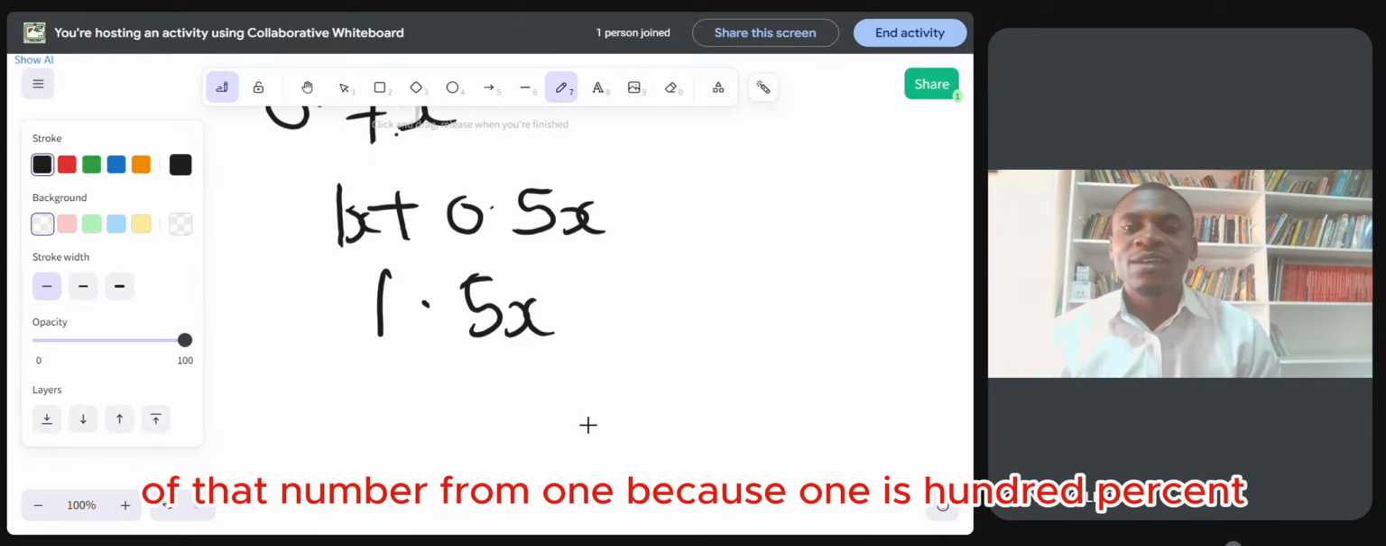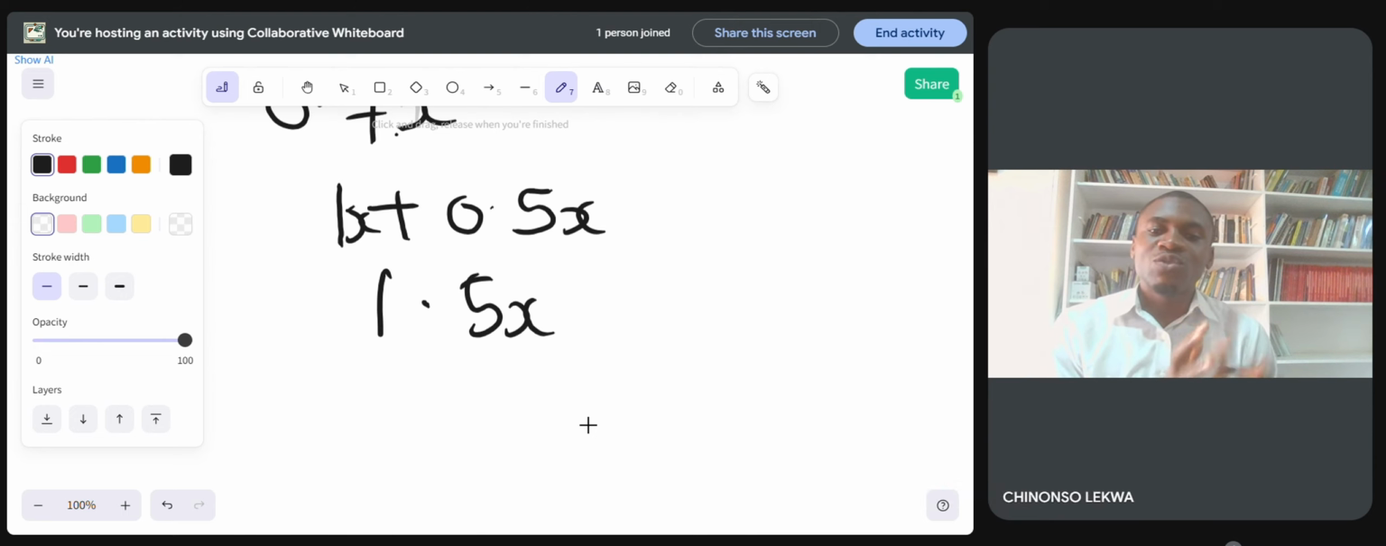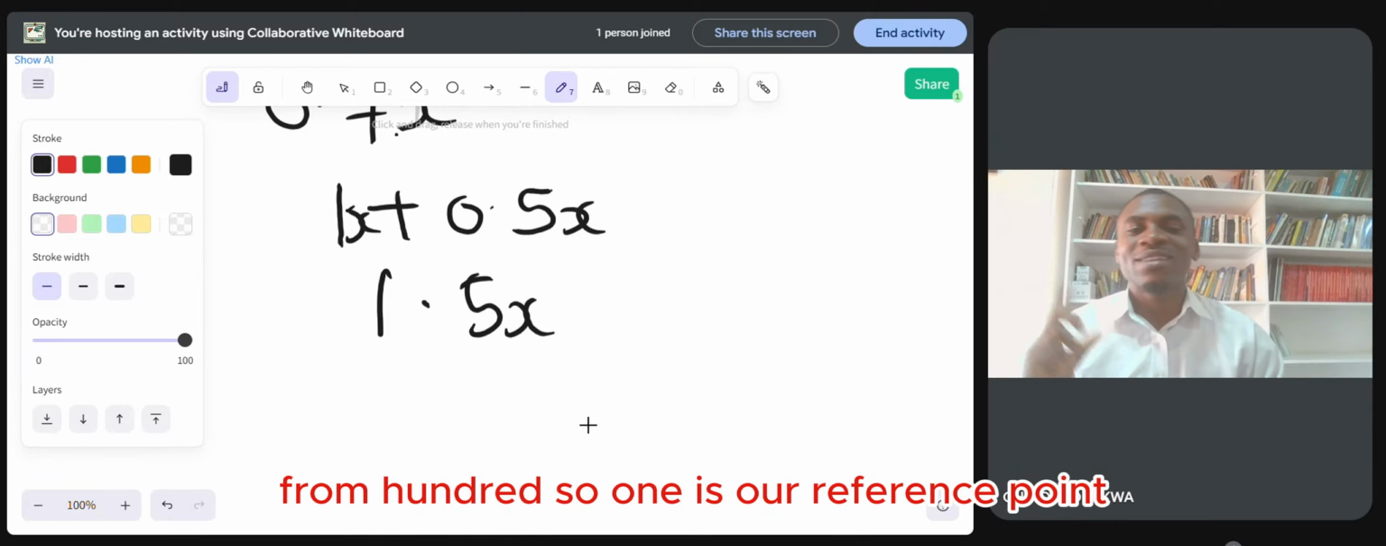And so if it's a percentage decrease, just subtract the decimal equivalent of that number from 1, because 1 is 100%. So you are either adding the percentage to 100, or you are deducting that percentage from 100. So 1 is our reference point.